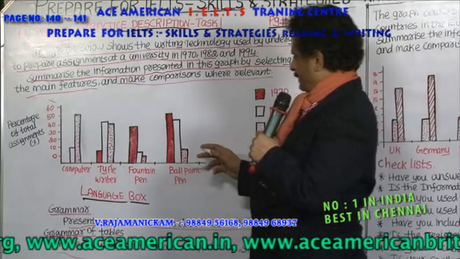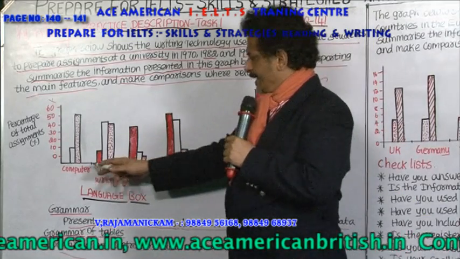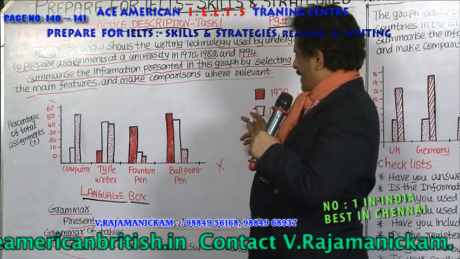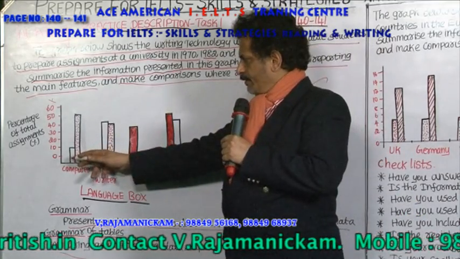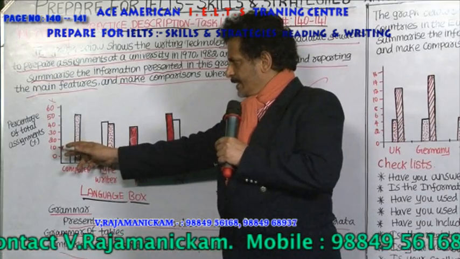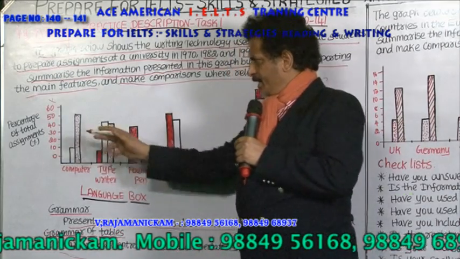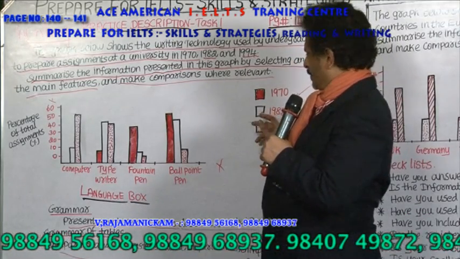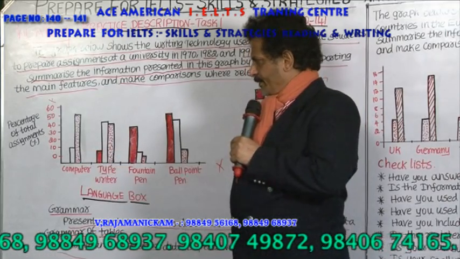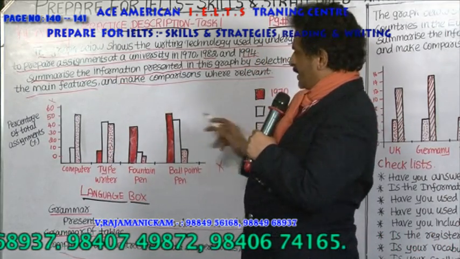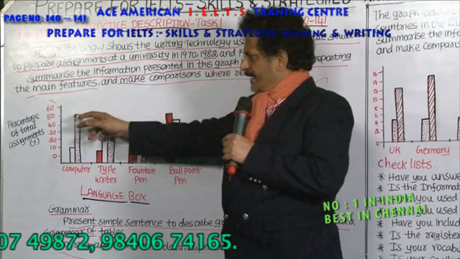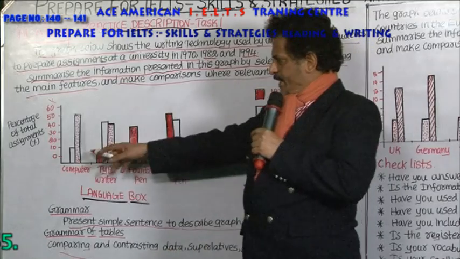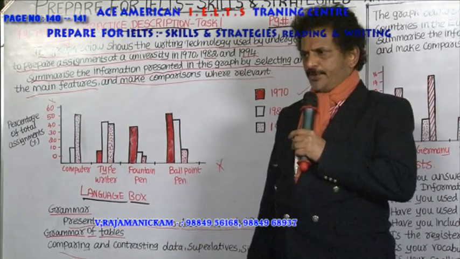So what do you understand? See here, computers. In the year 1982, for writing assignments, 10% of total assignments have been done by what? In 1982, it is through computers, right? Then in the year 1994, you find the level is increasing. So 50% of all the assignments have been done by computers.